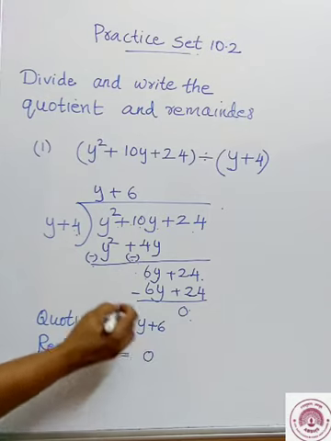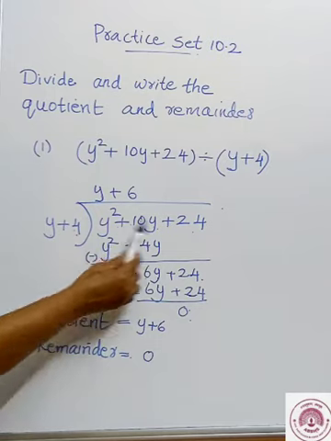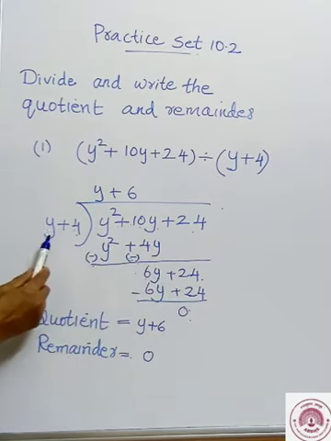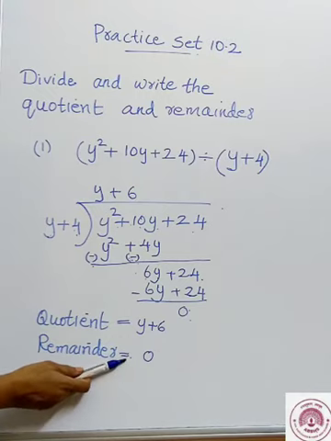This is how to divide a polynomial. Here it is a trinomial by a binomial. Binomial means an expression having two terms. So this is the answer.